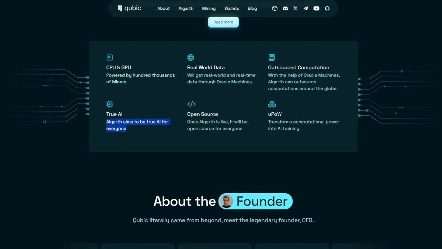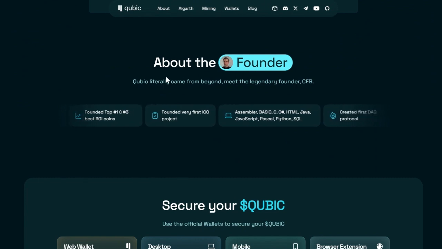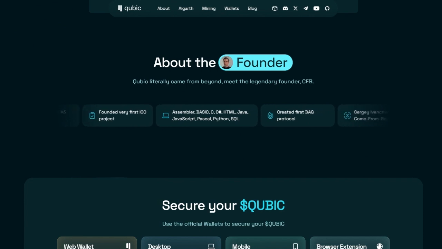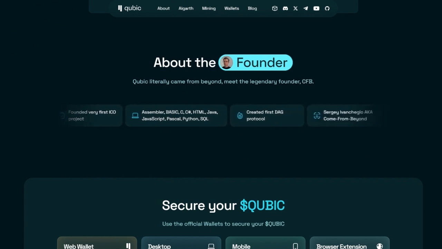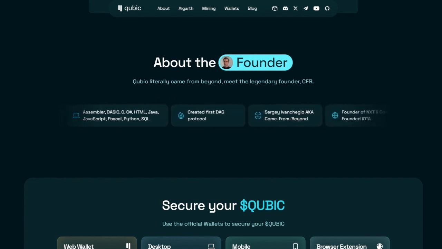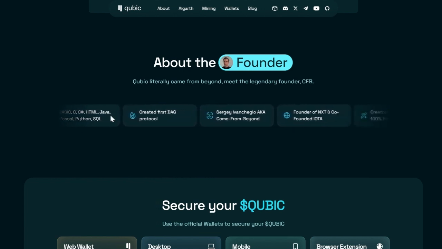As we can see here again, it's open source. So once AGART is live, it'll be open source for everyone. So everyone will have access to AGART. And then, use proof of work again transforms computational power into AI training. And then the founder, Qubic literally came from beyond. Meet the legendary founder, who goes by the name Come From Beyond, but his actual name is Sergey Ivancheglo. Assembler, Basic. He does C++, HTML, Java. He does all these computing languages.